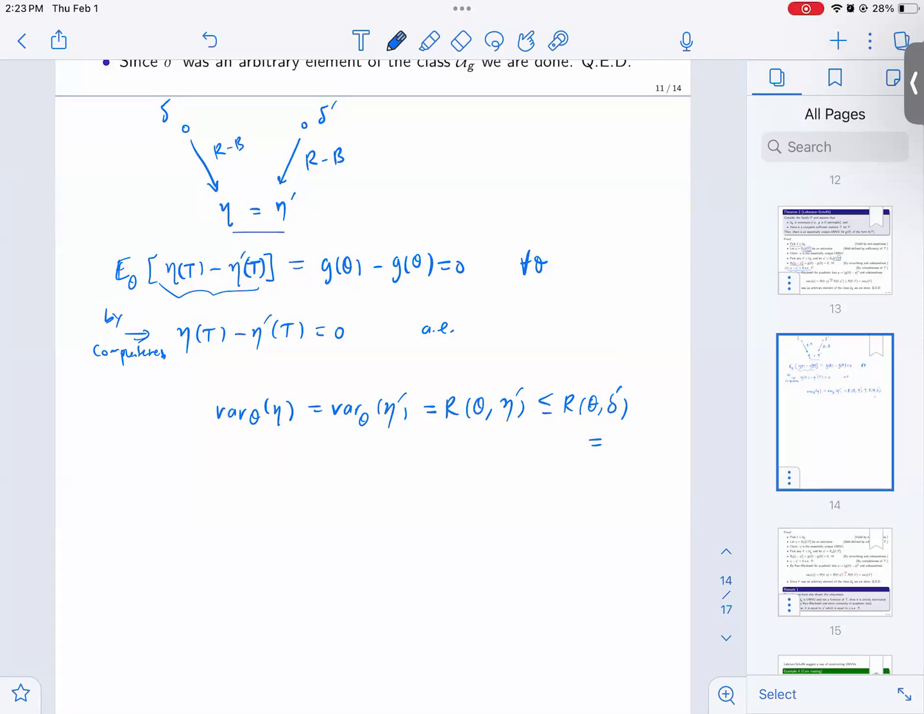And this is equal to the variance of delta prime, because delta prime is unbiased. This is all Rao-Blackwell. This is unbiasedness. This is unbiasedness. And this is what we just showed here. So we're done. We proved that the variance of eta is less than the variance of delta prime. Because delta prime is arbitrary, this holds for all theta. The fact that it holds for all theta is from Rao-Blackwell.